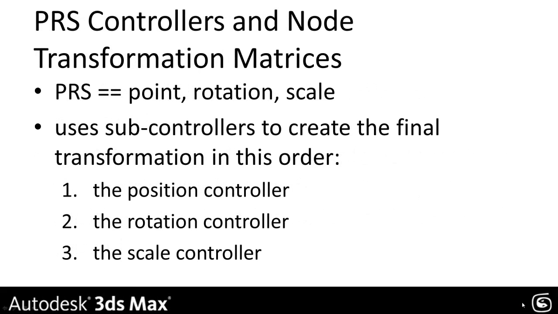So these are called PRS controllers. So PRS stands for position, rotation, and scale. They use subcontrollers to create the final transform in this numerical order. So the position controller is used first, and then the rotation is applied, and then the scale is applied. Okay, and these are all independent controllers. We'll talk about controllers in another section.